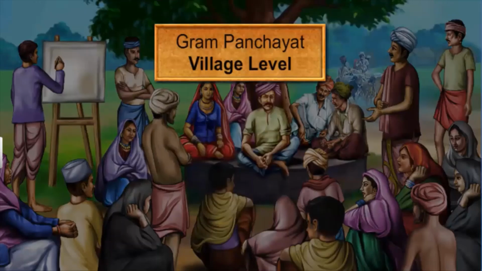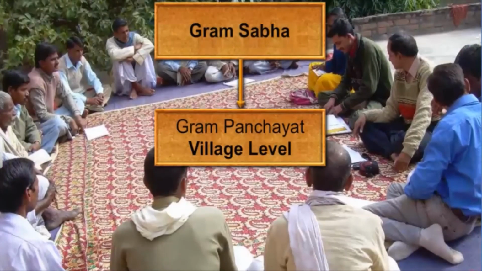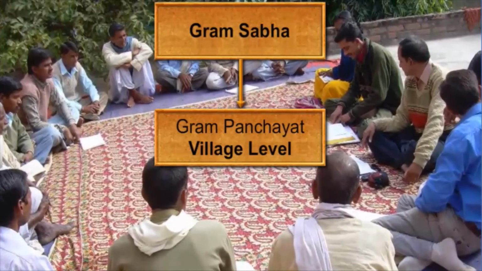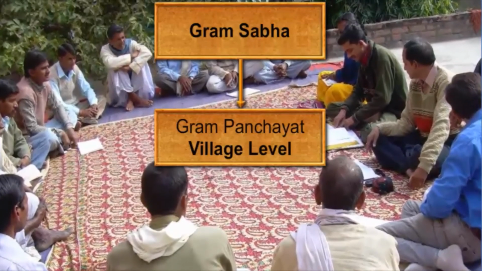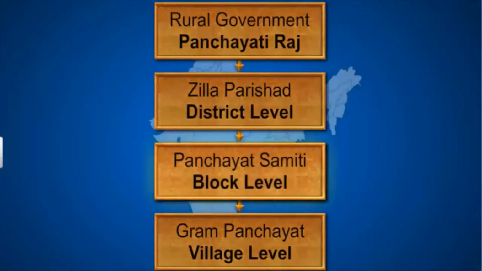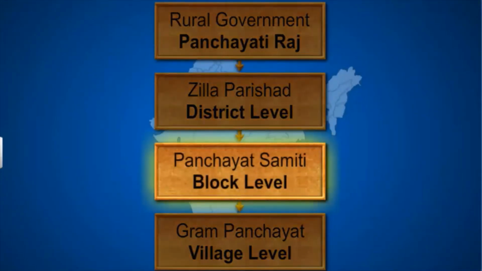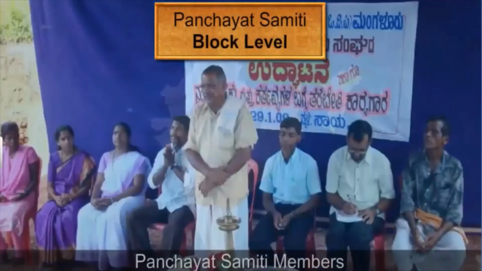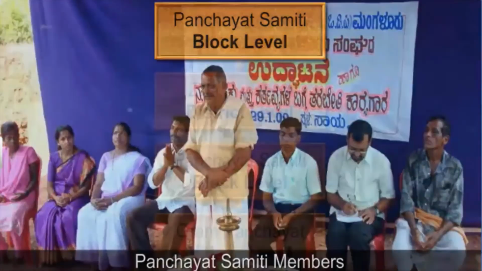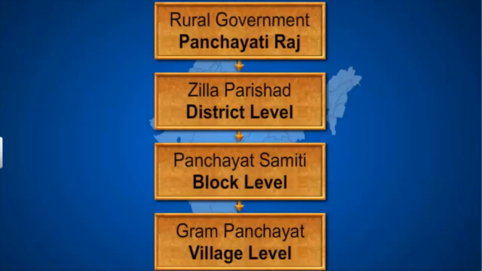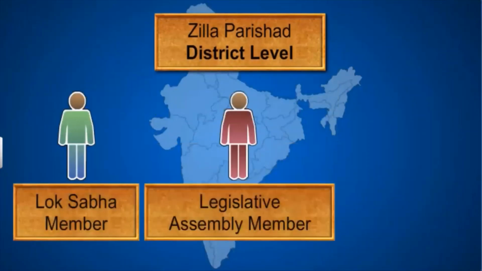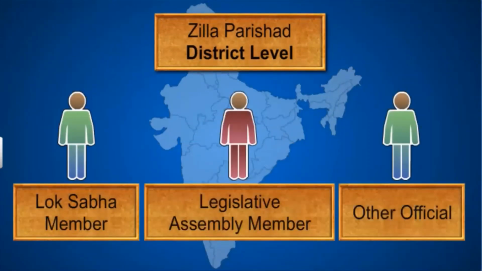The Gram Panchayat works under the supervision of the Gram Sabha that consists of all the voters in the village. It meets twice or thrice in a year to approve the annual budget of the Gram Panchayat and to review the Panchayat's performance. The Gram Panchayats together form a Panchayat Samiti, also known as a block or mandal. The members of this body are elected by the members of the Panchayats in that area. All the Panchayat Samitis together form the Zilla Parishad. Members of the Lok Sabha and members of the Legislative Assembly, along with some other officials, are members of the Zilla Parishad.